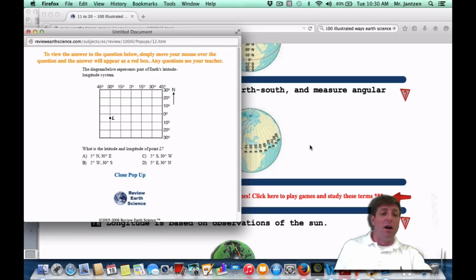The diagram below represents part of Earth's latitude-longitude system. What is the latitude-longitude of point L? Well, we'd have to go up the ladder or down the ladder. We'd see that the L is below the equator, so that's south. Then we're going to the left or to the right of the prime meridian, and when we go to the left, we're going to see that it is west, or 30 degrees west. So we have 5 degrees south, 30 degrees west longitude.